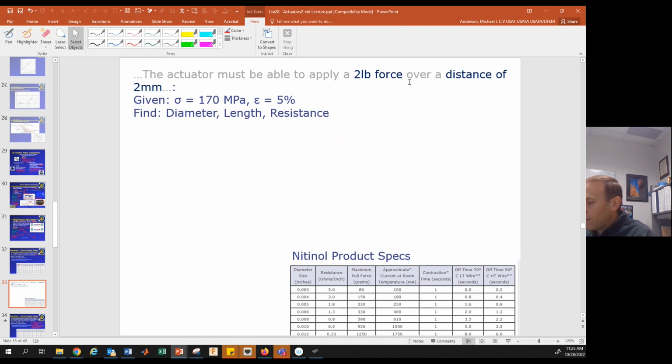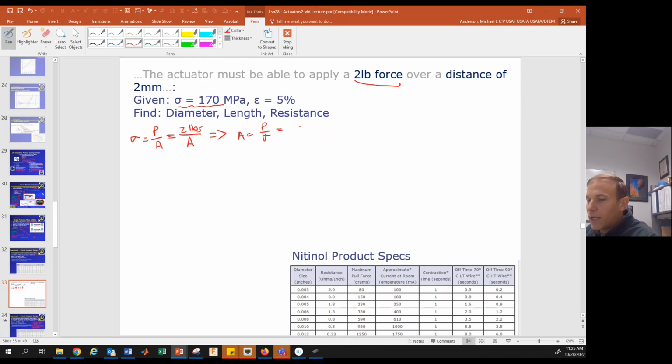Okay, so I've just summarized what we need from the previous slide. We're going to start with the force we need to apply. We know that stress equals P over A, and P is 2 pounds. We want to know A, so we can sub in what we know and rearrange this equation. So we get A equals P over stress. We were told that this particular material has a stress of 170 MPa.